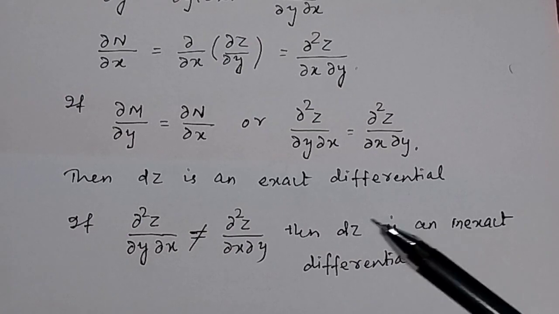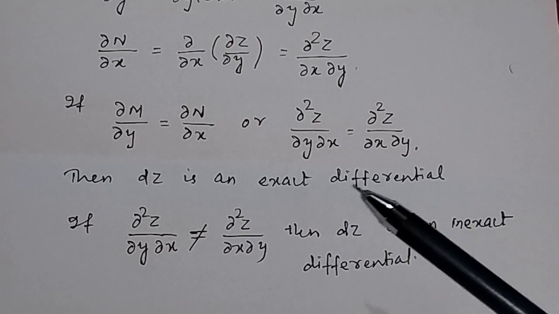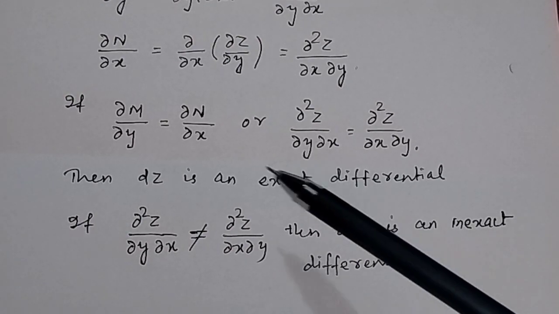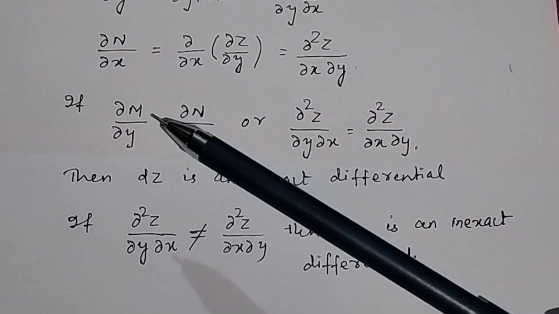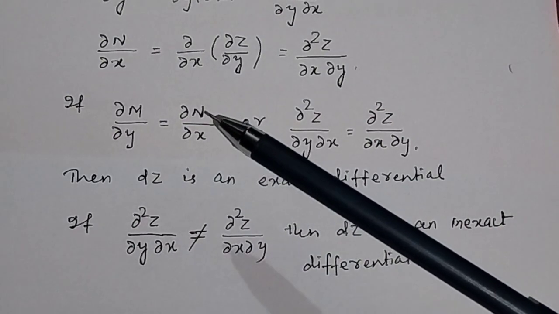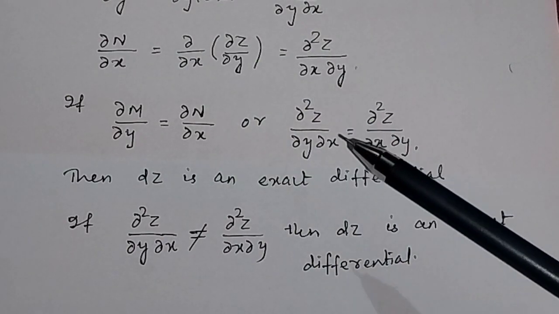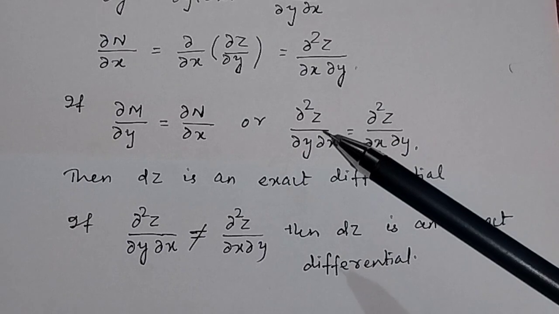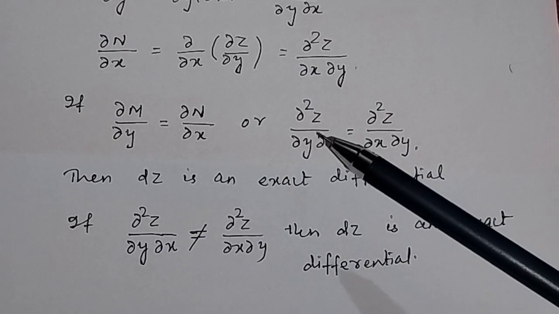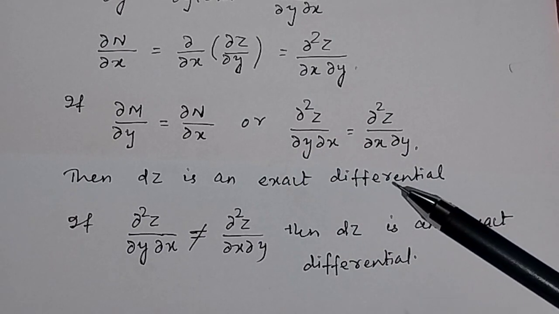So you see, for an exact differential, the state of the function is not changing. When you change m with respect to y, or you change n with respect to x, then the function has a fixed value. It is not changing. The state of the function is not changing. That is why it is called an exact differential.